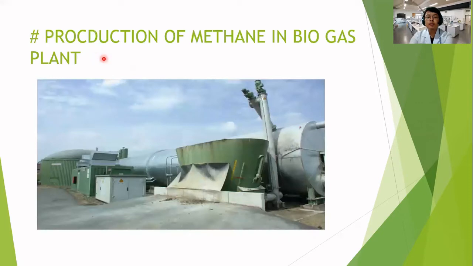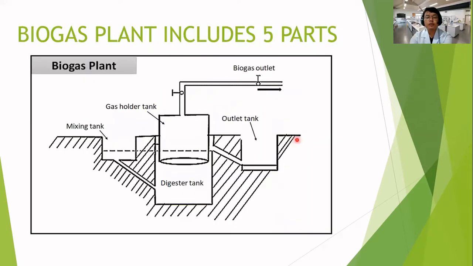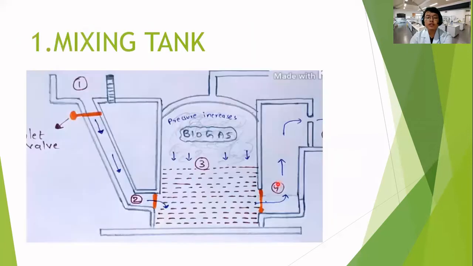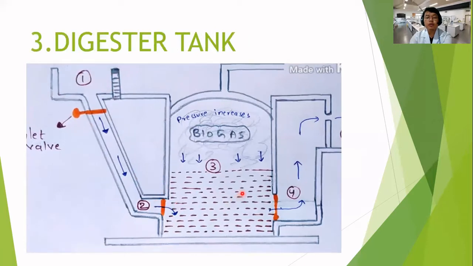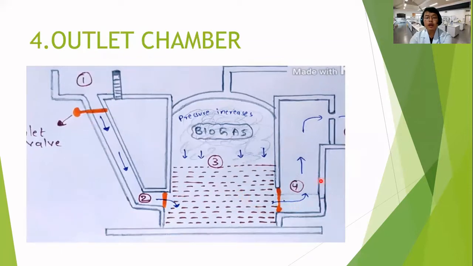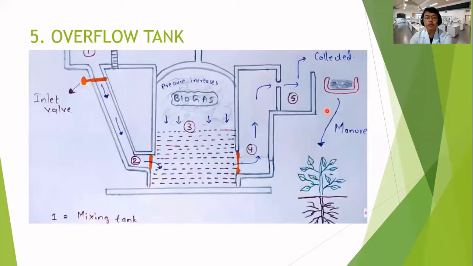Now let us see the production of methane in a biogas plant. This is a biogas plant. A biogas plant includes 5 parts, which in this figure I have shown roughly to understand. First, we have the mixing tank. Secondly, we have the inlet chamber. Third, the main part, we have the digester tank. Fourth, we have the outlet chamber. Fifth, we have the overflow tank.